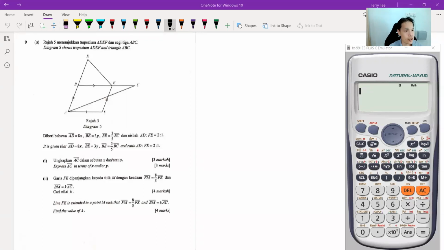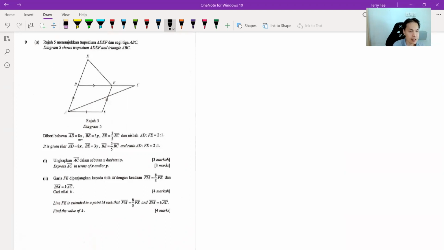Okay, let's continue with question number 9. Here we have a diagram that shows trapezium ADEF and triangle ABC. It is given that AD equals 8x. For me, once you're given the diagram, just label everything in it. It's easier for us to read directly from there. AD is 8x, and BE is 3y. I think we can write BE first.